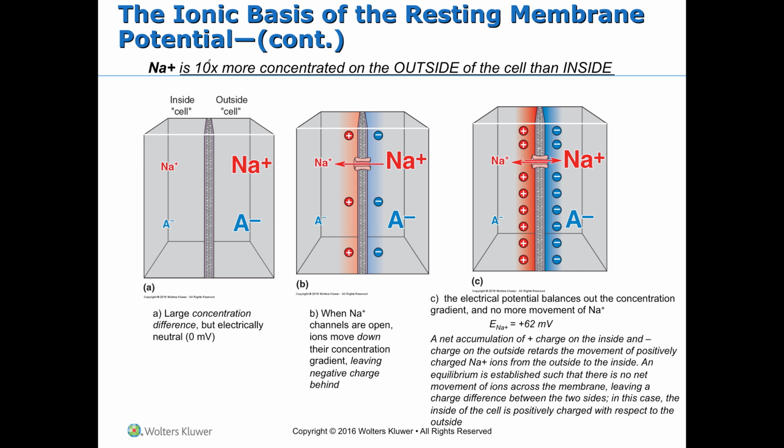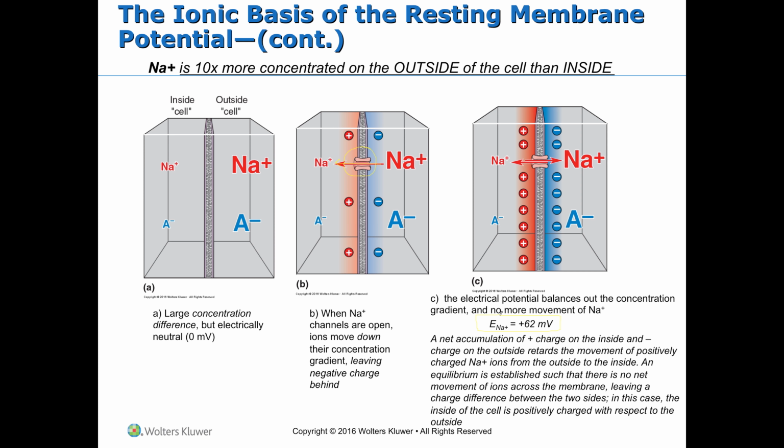So now we'll look at sodium. Sodium is 10 times more concentrated on the outside of the cell than the inside. So there's a large concentration difference, but electrically neutral. Again, we don't have any kind of door or any kind of opening. Now when sodium channels are open, and remember that we're selective only for sodium, ions are going to move down their concentration gradient because we have a lot of sodium on the outside versus the inside, but given the door, we will allow for sodium to flow through. This will leave negative charges behind. The electrical potential that balances out the concentration gradient, resulting in no more movement of sodium, is seen at positive 62 millivolts.